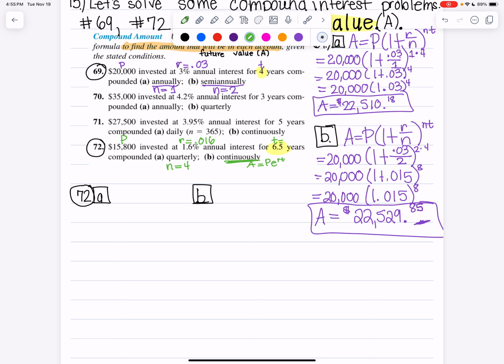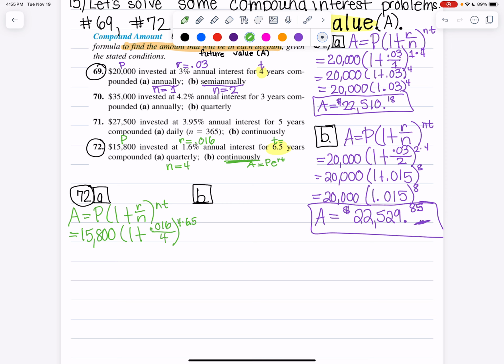So let's do it. Okay, we got our P, we got our R, we got T. Let's do number 8, well, A. A equals P times 1 plus r over n, raised to the nt. Okay, now we're plugging everything in. 15,800 times 1 plus our rate, 0.016, all of this over 4, raised to the 4 times 6.5.